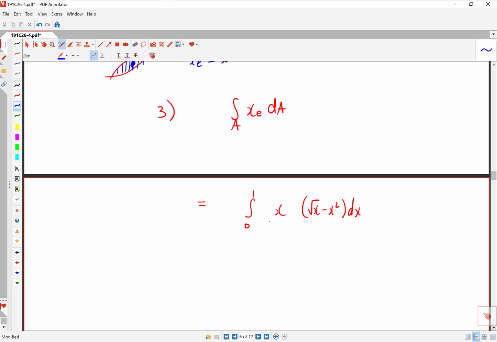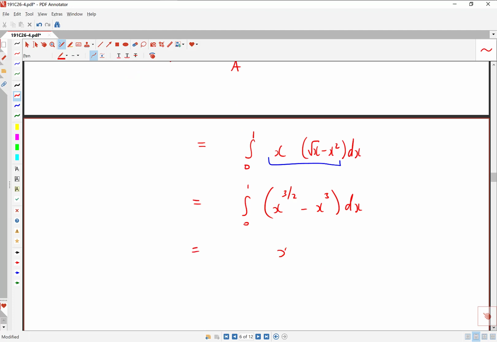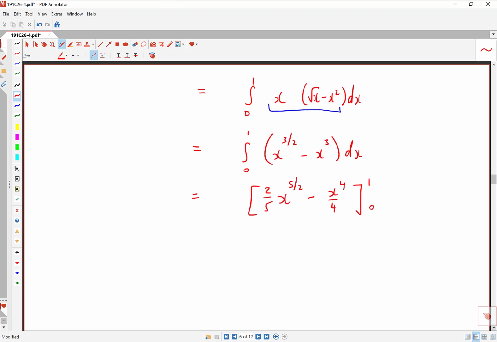So to get our integration done, let's clean up our integrand. We've got the integral from 0 to 1 of, if we actually expand this out, this would be x to the 3/2 minus x cubed. And then doing our integration, we'll have x to the 5/2 times 2/5 minus x to the 4th over 4. And we're going to evaluate that at 1 and then at 0. So plugging in 1, we're going to have 2/5 minus 1/4. And then we'll subtract off the value at 0, which is 0. So just creating a common denominator here, this is going to be 3/20.